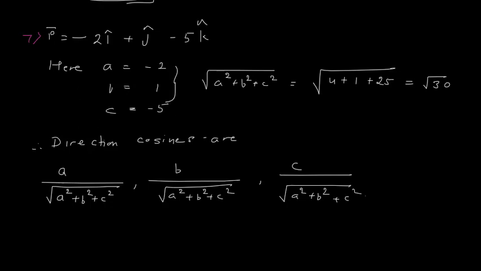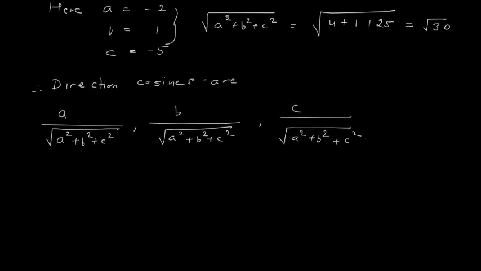For explanation, I am explaining in detail, but while writing the answer, as these are 1 mark questions, you can directly write the direction cosines. So directly you will write direction cosines are minus 2 upon root 30, comma 1 upon root 30, comma minus 5 upon root 30. Simple. So these are the direction cosines.